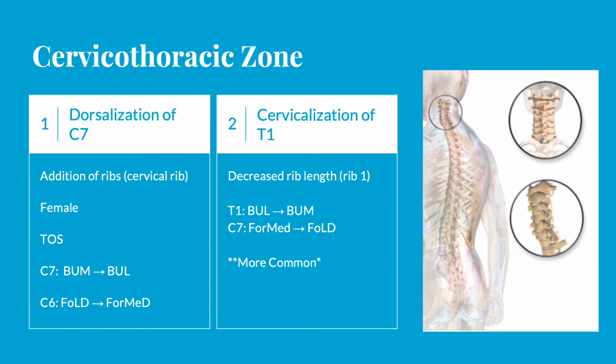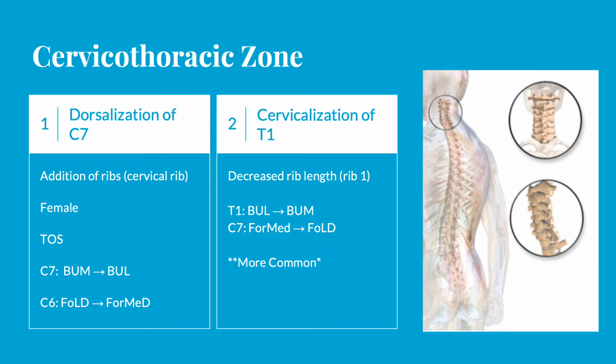So in the CT junction, you could have dorsalization of C7. So dorsalization, your dorsal is your back, that's going to be your thoracic spine. So C7 is trying to look a little bit more like a thoracic segment. So you might have a cervical rib. Know that it's going to be more common in females. It could be associated with thoracic outlet syndrome. And then the change in orientation of the articular facets.